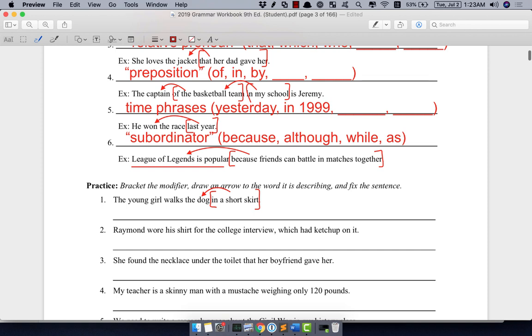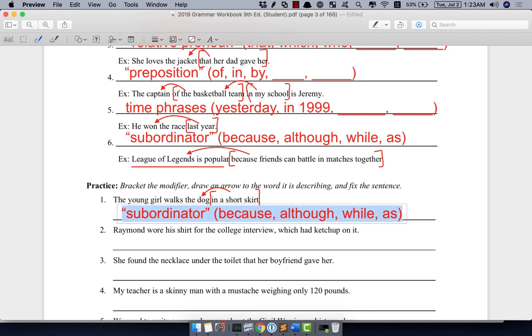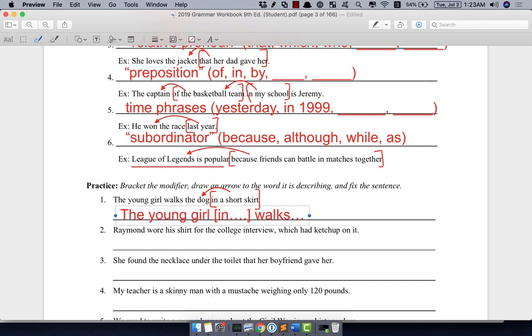Okay, so this sentence is incorrect because in a short skirt does not describe the dog. It should be describing the young girl. So how would you fix it? You'd probably write, the young girl in a short skirt. We're going to do in dot dot dot here to save ink, because ink is expensive. The young girl in a short skirt walks the dog. Then this sentence is correct, because in a short skirt correctly describes the young girl.